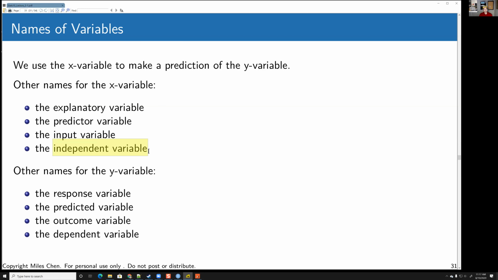Probably my least favorite of these are independent and dependent variable. Later on, when we cover probability, we will have formal definitions for what independent and dependent events are, and they don't quite align with the usage of independent and dependent variable here. An independent and dependent variable for x and y imply a little bit of a cause and effect relationship. That x is independent yet y is dependent on x, and that implies cause and effect.